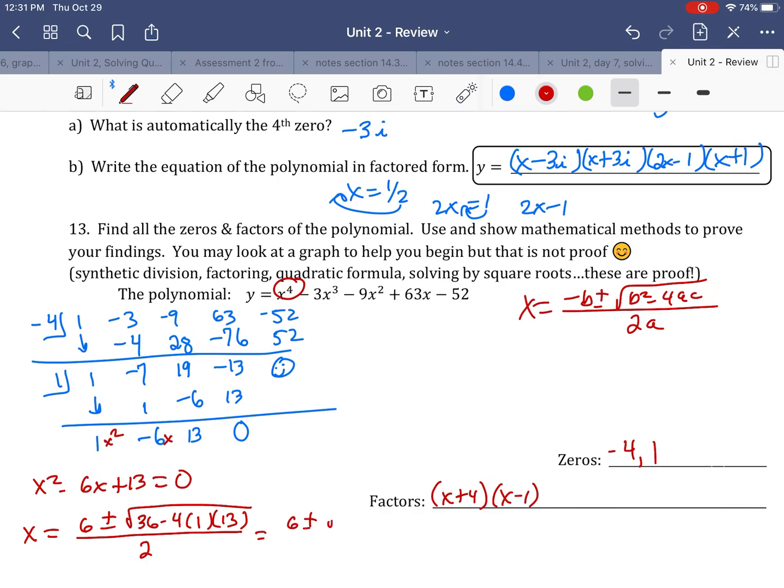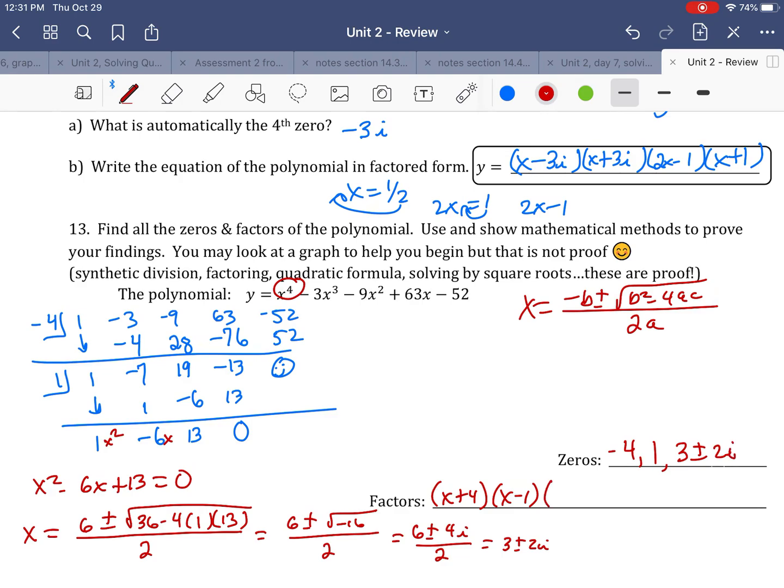You get 6 plus or minus the square root. If you work that out, 36 minus 52 will be -16, all over 2. So keep working that out. That's 6 plus or minus 4i over 2. So these all divide by 2, so this reduces to 3 plus or minus 2i. So there are my last two zeros.